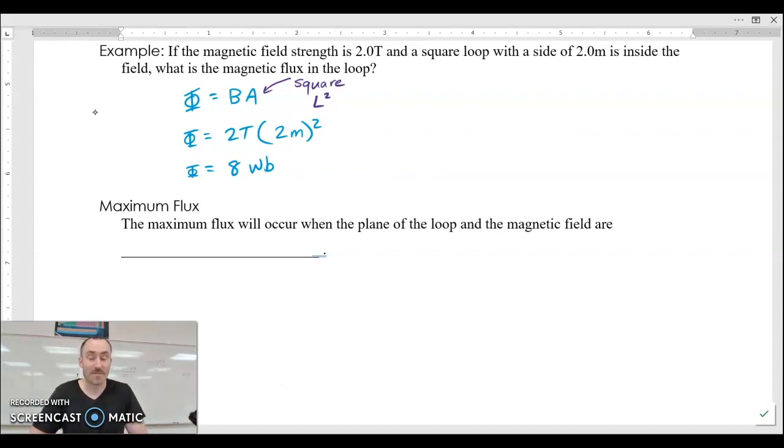It's not a vector, so it has no direction attached to it. It just gives you an idea of how much field there is. I don't know how else to describe that. How much field there is in this area. Okay, now the maximum flux will occur when the plane of the loop and the magnetic field are perpendicular to each other.